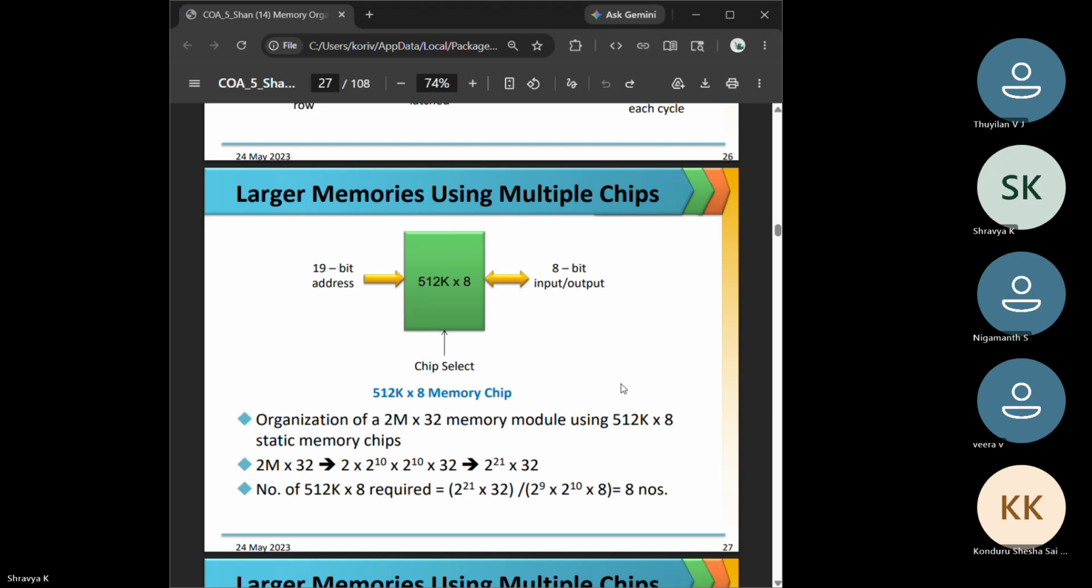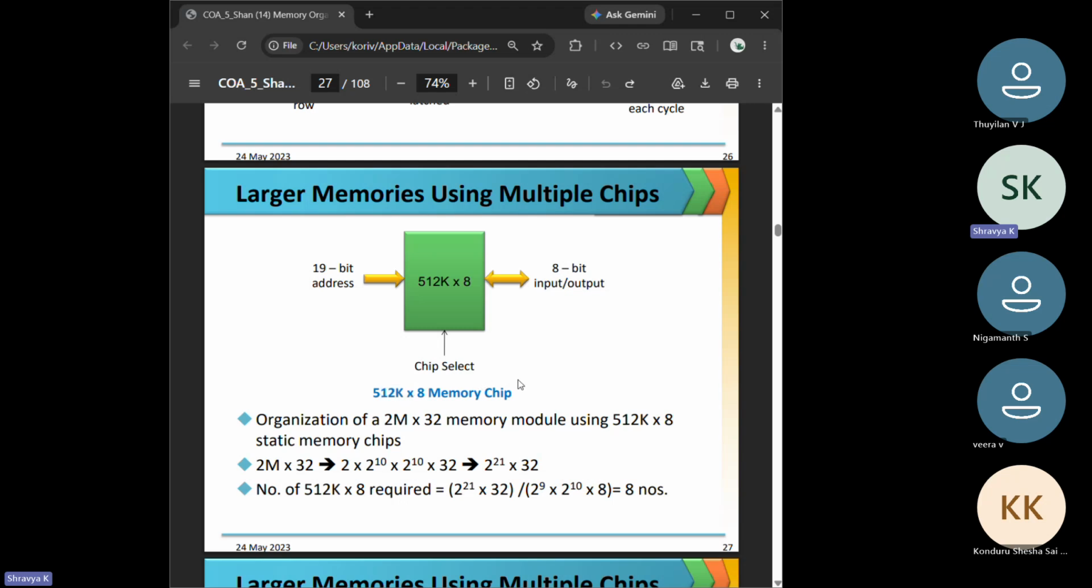But yeah, so moving on to larger memories using multiple chips, right? We can basically use multiple chips to get larger memories. So if you look at this chip, it's a 512K by 8 memory chip.